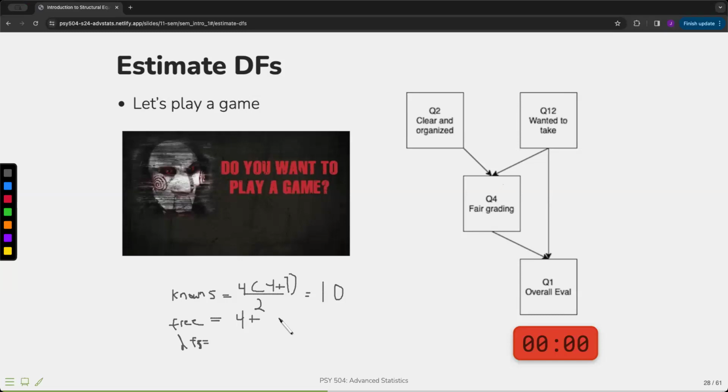So covariances are usually on exogenous variables, right? So how many exogenous variables are in this model, first off? In this particular example, there's two exogenous variables, right? They have no arrows pointing into them. So that's Q2 and Q12. We could let them covary, but in this particular model, we're not going to let them covary, right? So we could say that there's zero covariances.